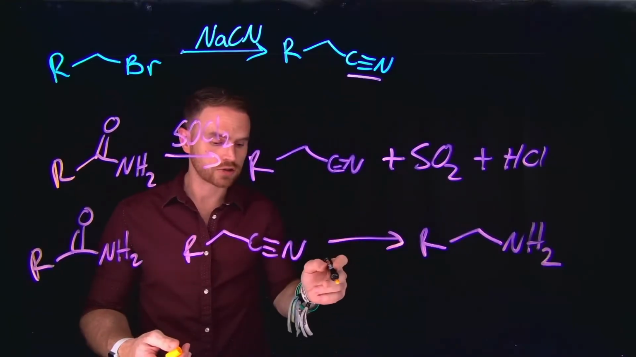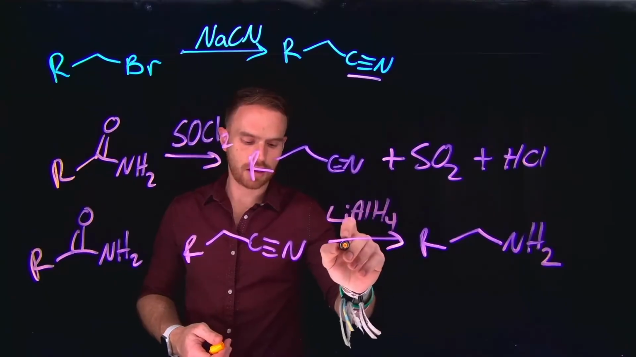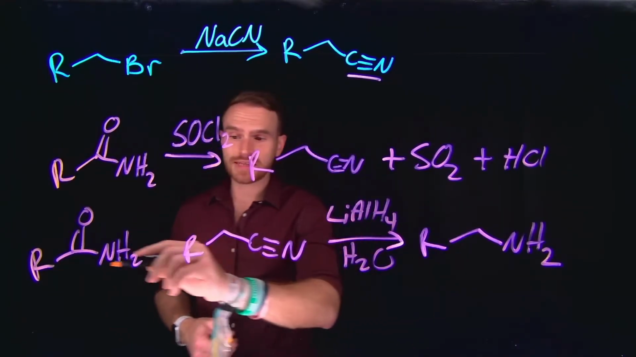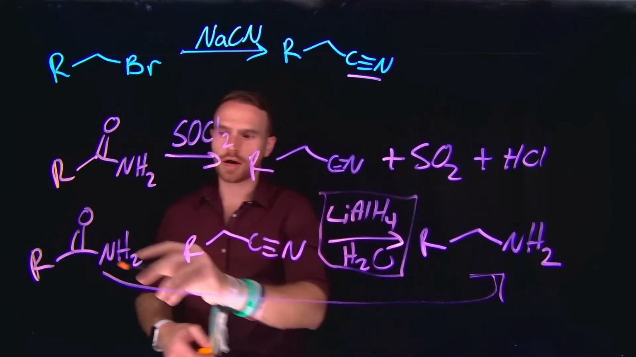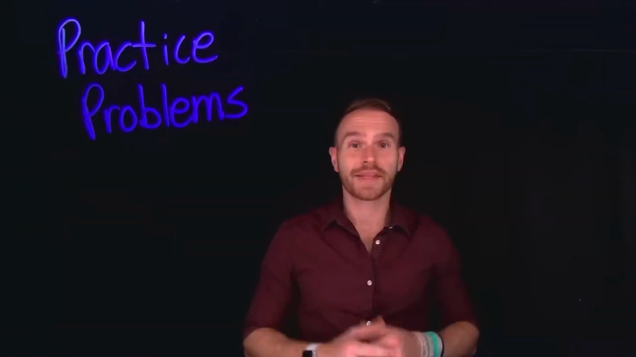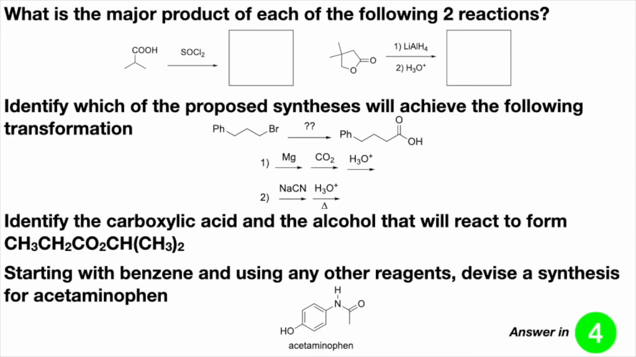From nitriles, we just add lithium aluminum hydride in the presence of water to create our primary amine. And we use the exact same reagent for amides, where the lithium aluminum hydride can reduce this carbonyl oxygen to again create that primary amine. Now let's try some practice problems to gauge your understanding. Pause the video to try these problems independently, then resume the video to check your answers.